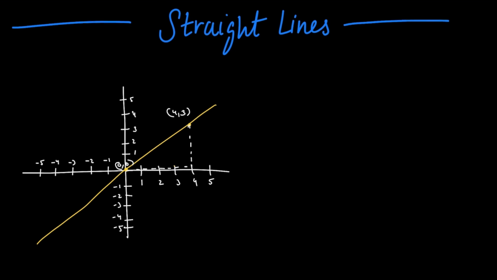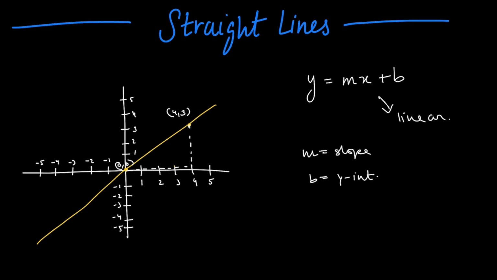Next, we also know that the equation of a line is y equals mx plus b when the line is linear. This is where m stands for the slope and b stands for the y-intercept. Again, very simple and basic information, and we know that the slope from the coordinates is 3 by 4 and our y-intercept is 0, which is the origin.